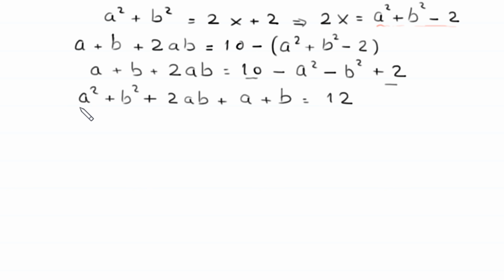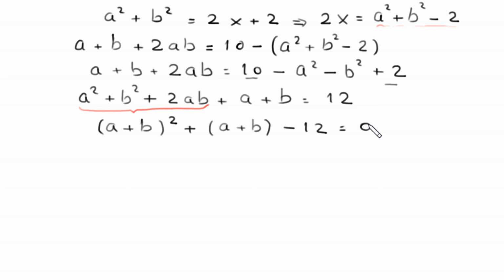Now a squared plus b squared plus 2ab is a perfect square, so this becomes a plus b, whole squared, plus a plus b. Move the 12 to the left hand side, so this becomes negative 12 equals 0. Now let a plus b equal t. So this equation becomes t squared plus t minus 12 equals 0.